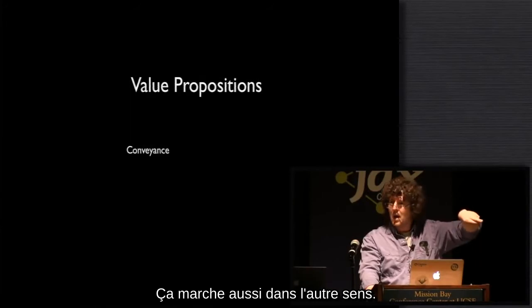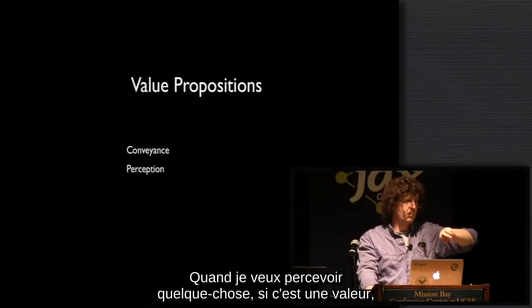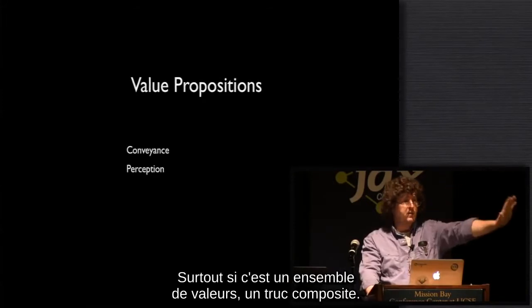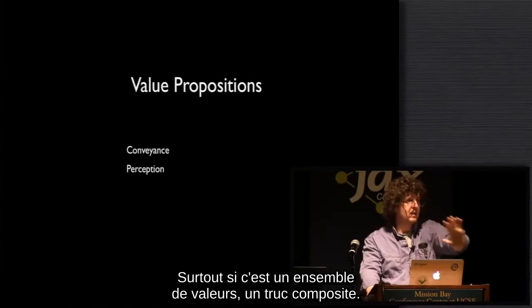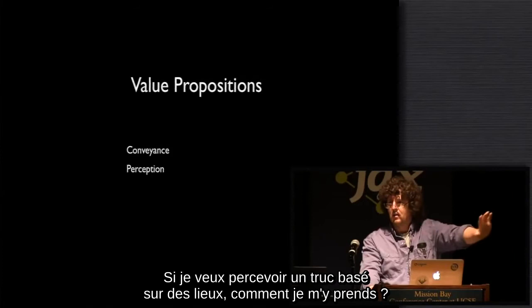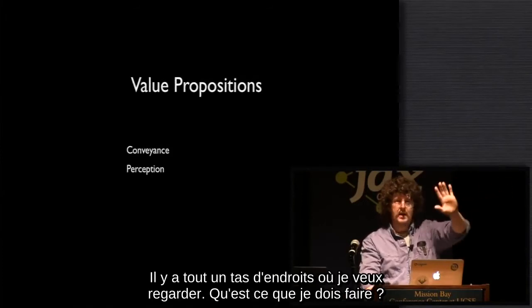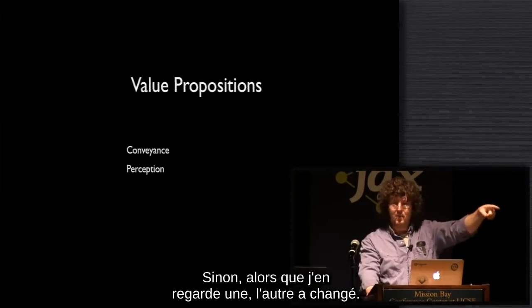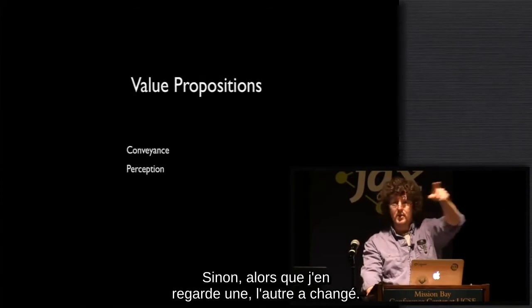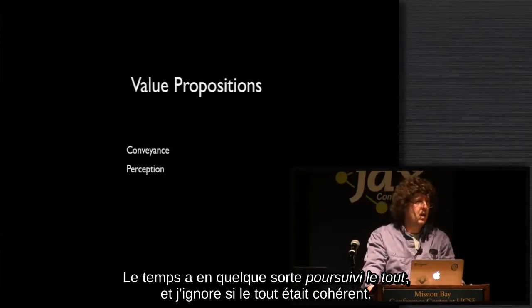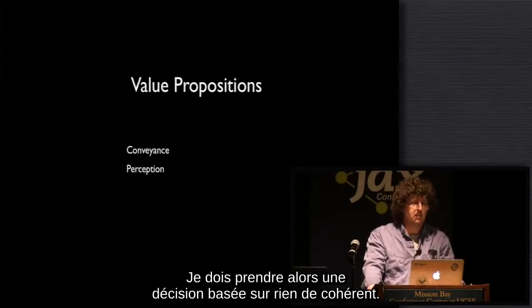It works the other way as well. When I want to perceive something, if it's a value, I can take my time and look at it, especially if it's a set of values, if it's a composite thing. If I want to perceive something that's based around places, how do I do that? There's a bunch of places I want to look at. What do I have to do? I have to stop the world. Please stop while I look at these places, because otherwise I'll look at one, and as I turn my head to the other, something will have changed. By the time I've perceived the whole thing, I don't know that I had anything consistent. I don't know that I'm making a decision based on anything consistent.